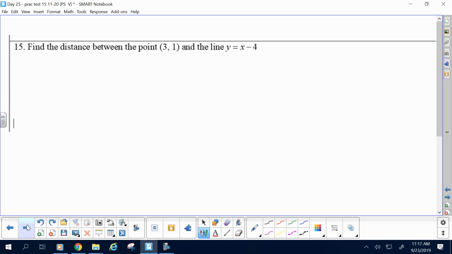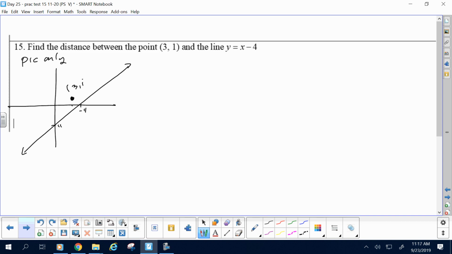So, the picture is optional. I tend to use a graph because it tends to check as I go if I'm on the right track. Here's y equals x minus 4. Here's the point, 3, 1. And I'm trying to find the distance from that point to that line, okay? This is good preparation for a typical calculus problem. This is a big idea of calculus, minimizing distance.